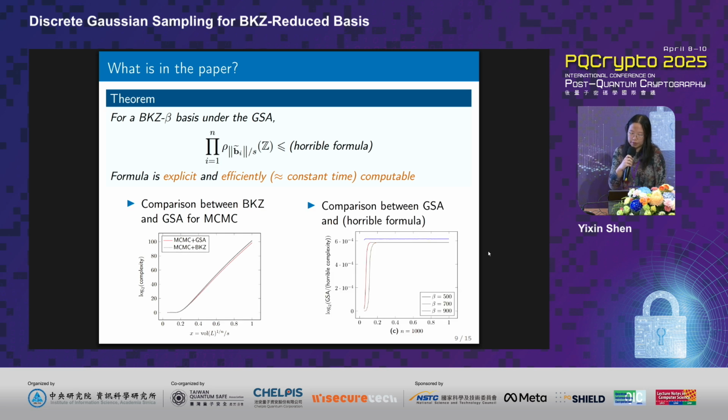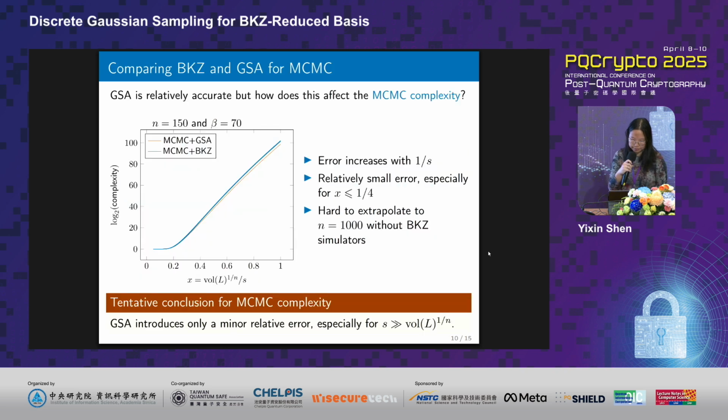We also compared the complexity with the GSA assumption with the upper bound, so the horrible formula that I didn't show you, to see whether this upper bound is tight. So I will tell you more about these different points in detail now.